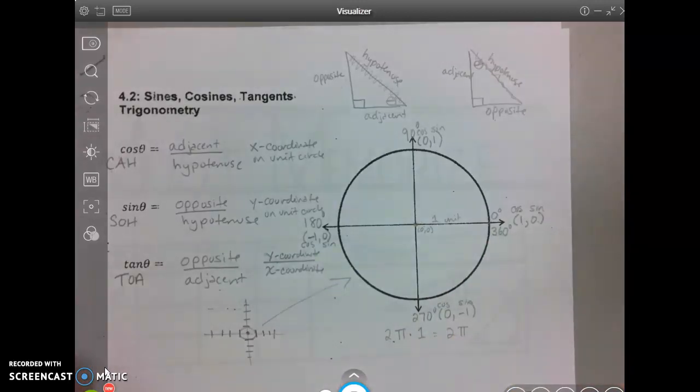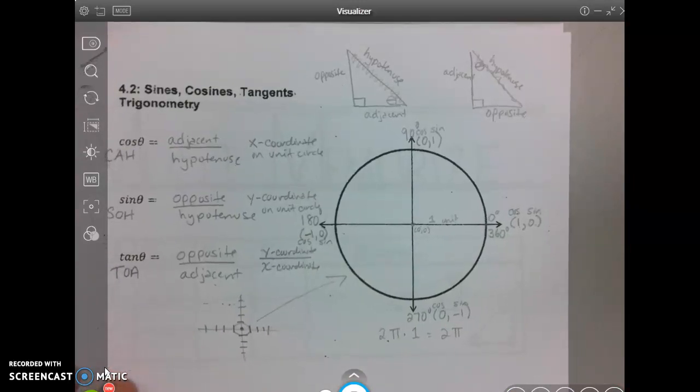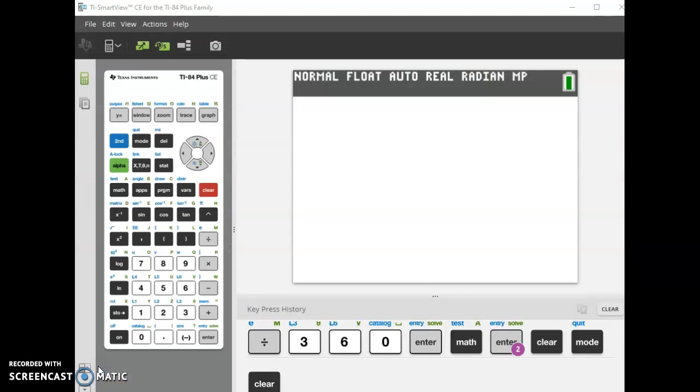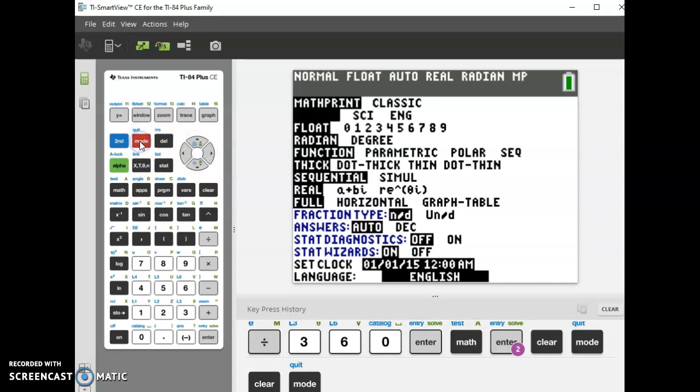Now, we're going to see how this is true by pulling up our calculator. I want you to see that what we have written on the unit circle is true, that the cosine of 0 degrees is 1. But in order to do that, I need to go to mode. The default mode on the calculator is radians. As you can see, the fourth thing down, radians, is highlighted. I need to arrow over to degrees and hit enter. And now my calculator is in degrees.